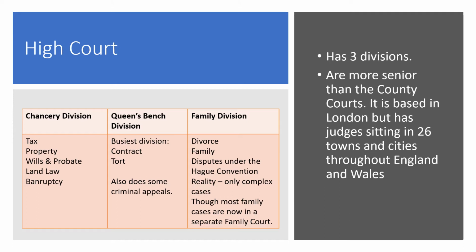Now the Chancery division then deals with financial issues, tax, property, wills and probate, land law and bankruptcy, for example, and maybe company law and other things of that nature too. Now there is also a family division, so they deal in things like divorce and family law and disputes for family under the Hague Convention, but in reality it only hears complex cases because most family cases are now in a separate family court.